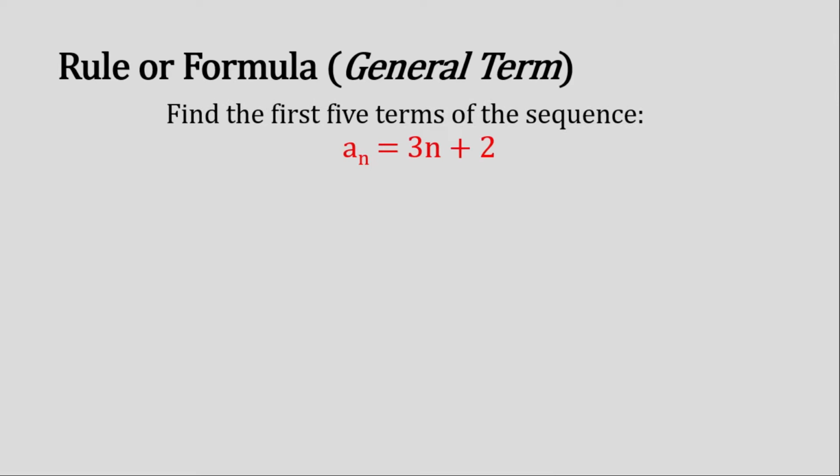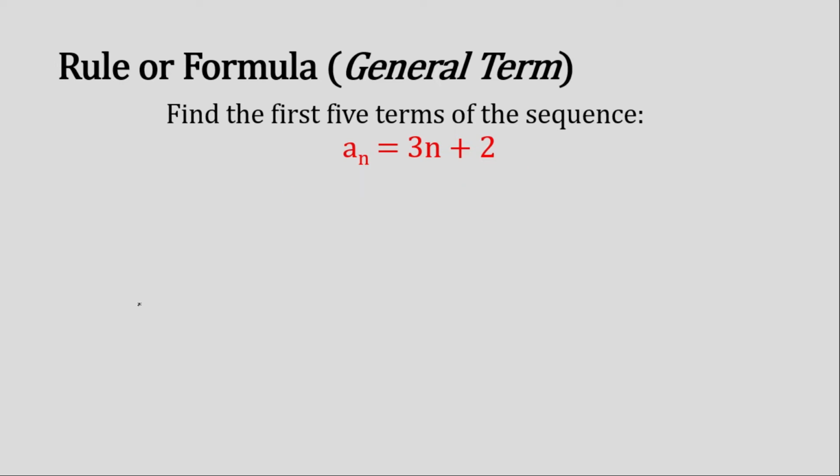Let's try this example. Find the first 5 terms of a sequence that is denoted with the formula a sub n equals 3n plus 2. Let's first compute for the first term. Remember, we need to find the first 5 terms. We know that the first term is a sub 1, the second term is a sub 2, the third term is a sub 3, the fourth term is a sub 4, and the fifth term is a sub 5. We just need to compute for the values of the following.